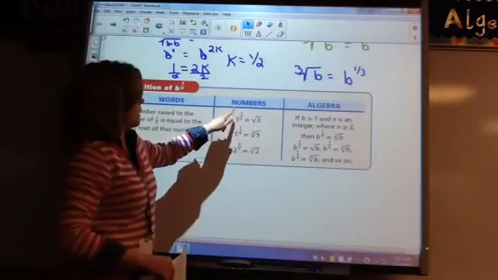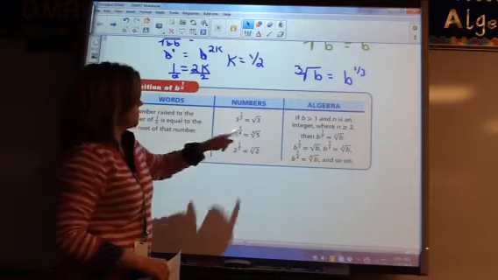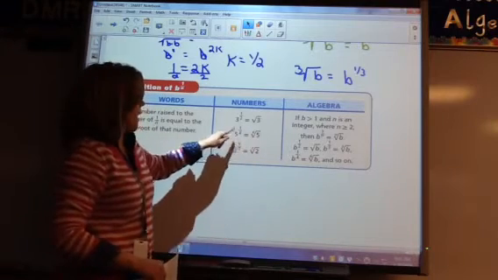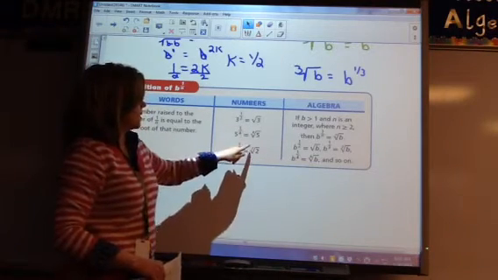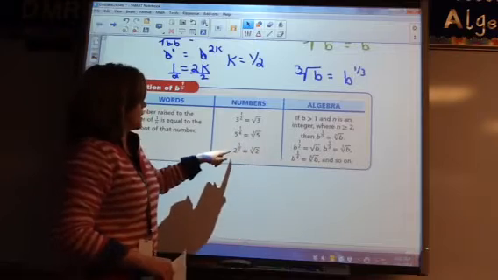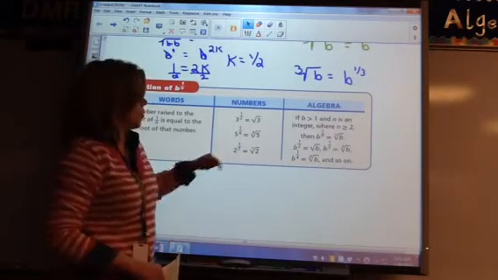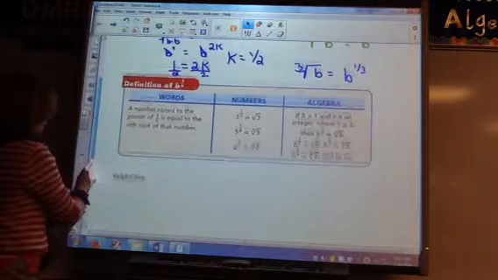Square root of 3 is 3 raised to the 1/2. The cubic root of 5 is 5 raised to the 1/4. The 7th root of 2 is 2 to the 1/7. All right? So let's practice some of this.